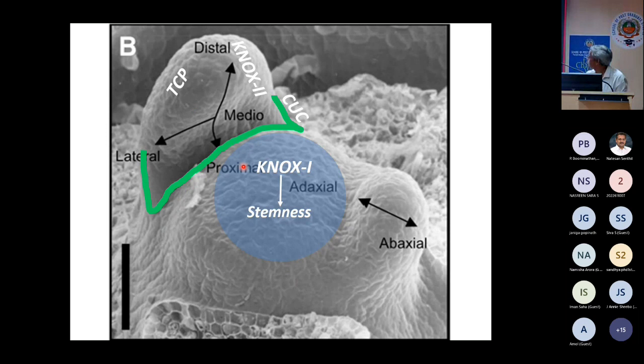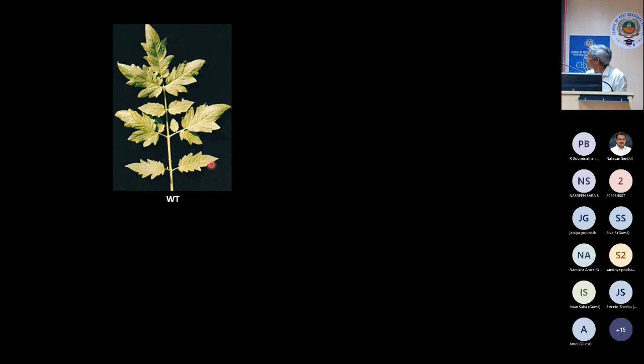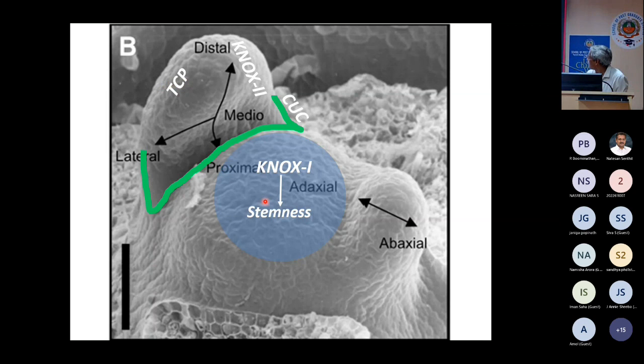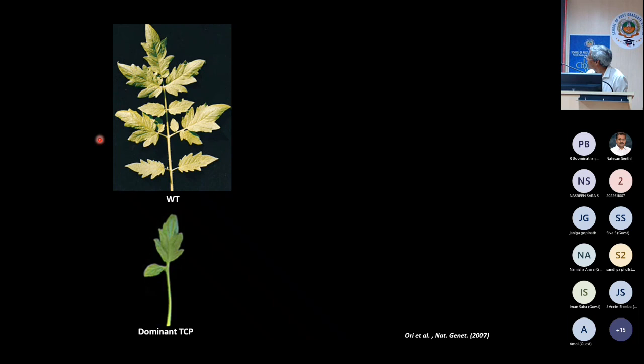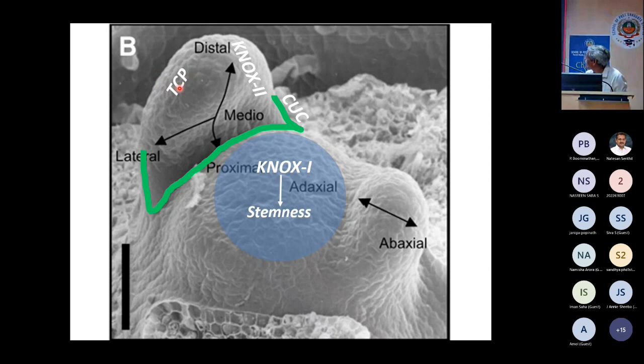Now let's see if you reduce or mutate these genes, whether you can convert this one into a compound leaf. It is, because these genes are very important, and they induce the simplicity. And this induces the compoundness. We have already seen that if you overexpress this, the tomato leaf becomes more compound. Now, this is a wild-type tomato leaf. You make a dominant TCP gene. Look what happens. It's simple now.